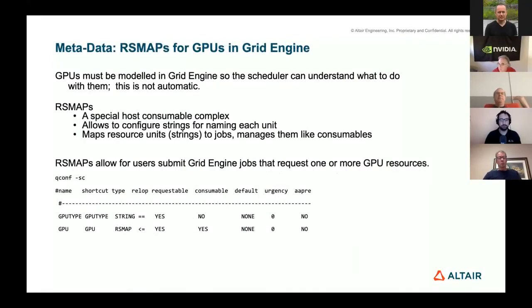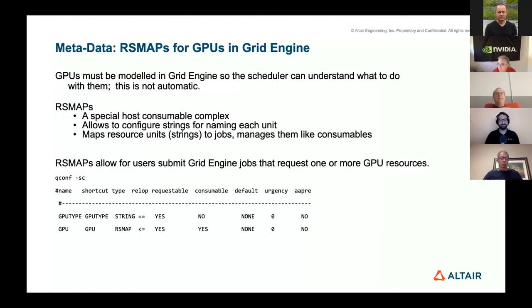So once you've gotten to the point of, I've got my application, I know what I'm going to do, I found a container image that I can use within my cluster environment for my GPUs, I now need to configure Grid Engine to tell it that the GPUs exist and how they are arranged in my cluster environment. So right now, GPUs must be modeled in Grid Engine. It's not automatic, although frankly, that is something I would like the engineering team to do, to automatically figure out what the RSMAP should be for GPUs.